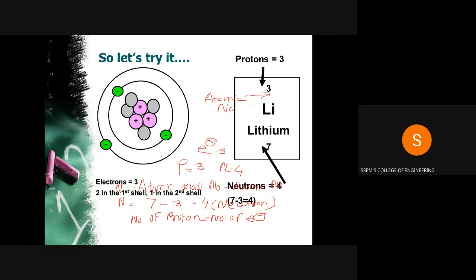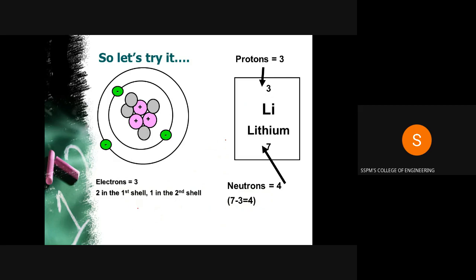So let us try the next element, carbon. For carbon, 6 is the atomic number, C is the symbol, the element name is carbon, and 12 is the atomic mass number.